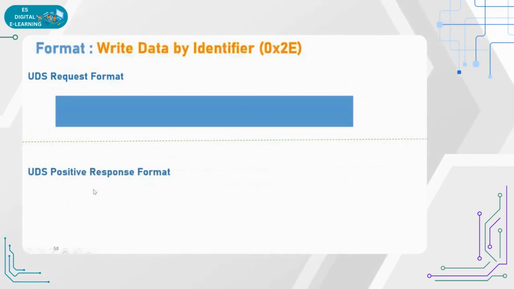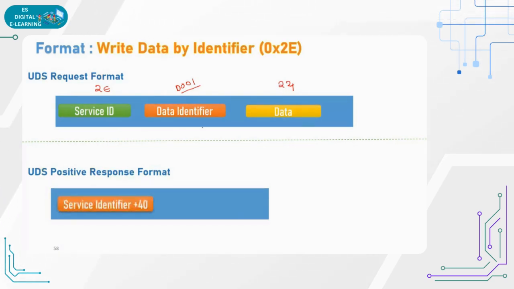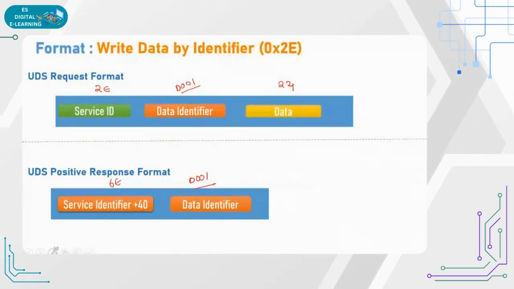Okay, next is what format you will follow. We'll follow the format of the service ID, data identifier, and data. Whatever data we need to write. As I mentioned, the DID will vary, consider 001 is my data identifier, and the data is like 22 or 24. The service ID is 2E. So service ID 2E, the DID and 24. Once this is successfully written, I will get the service ID plus 40, means 6E, and 001 as the data identifier, the DID, after a successful write. So this is the format it will follow.